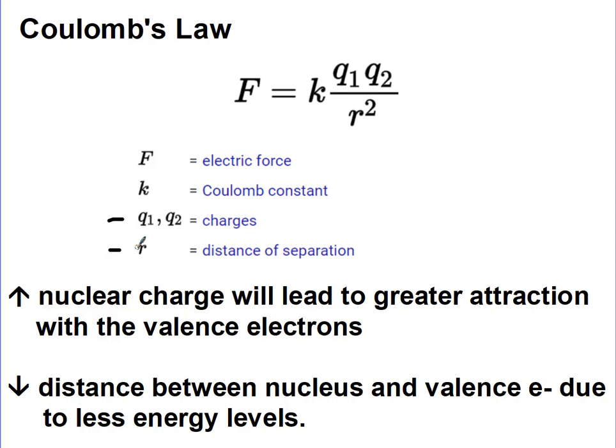So for instance, larger nuclear charges will lead to a greater attraction between the valence electrons and the nucleus. Or if we have a smaller distance between the nucleus and valence electrons due to fewer energy levels, that will also lead to a greater attraction. So it'll lead to a greater attraction between the nucleus and those valence electrons.